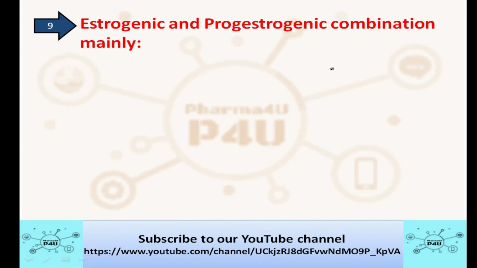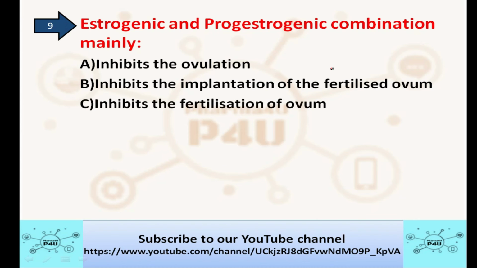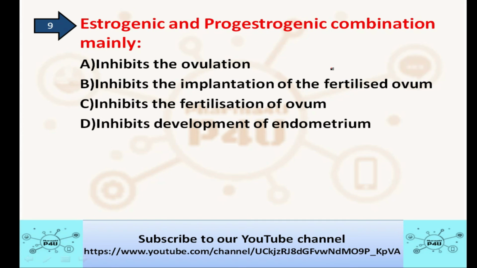Now the next question is the estrogen and progestogen combination. Option A is inhibits ovulation, option B is inhibits implantation of the fertilized ovum, option C is inhibits fertilization of ovum, option D is inhibits development of endometrium. So what does the combination of estrogen and progestogen actually do? The correct answer is that it inhibits ovulation.